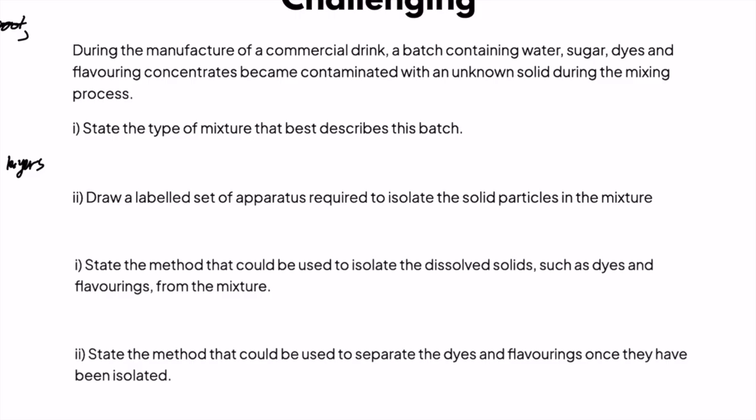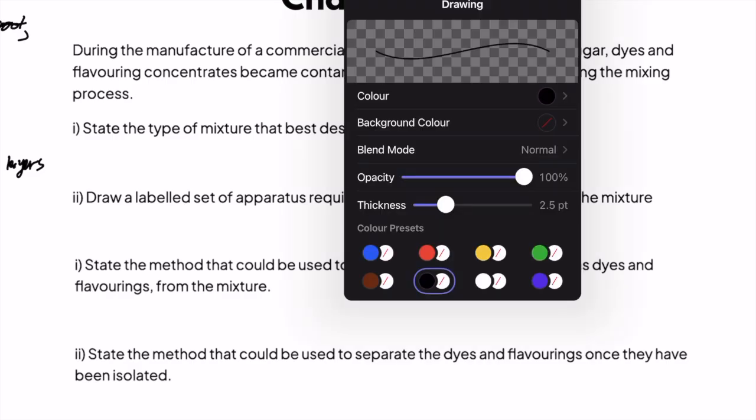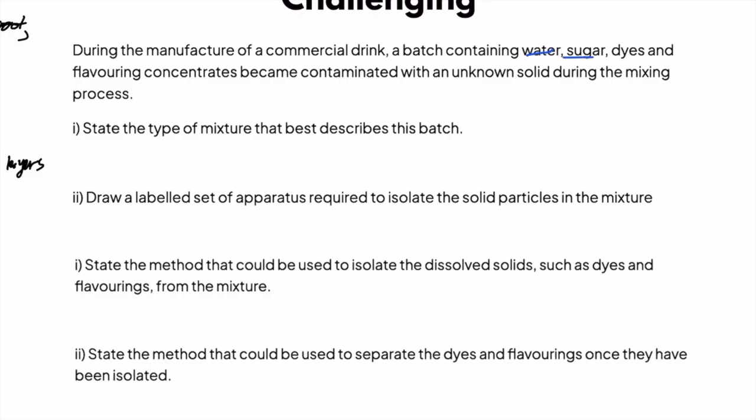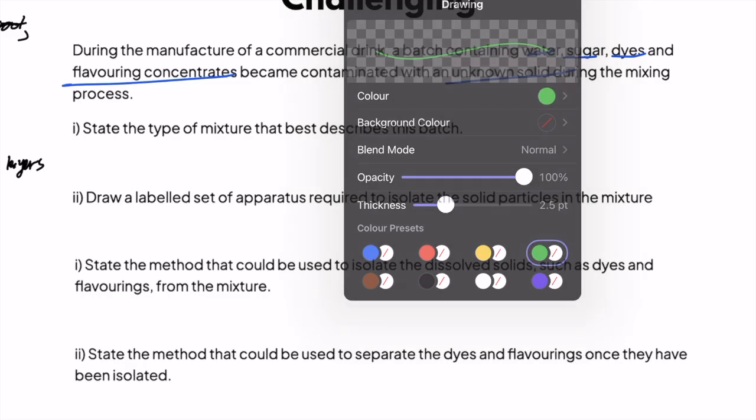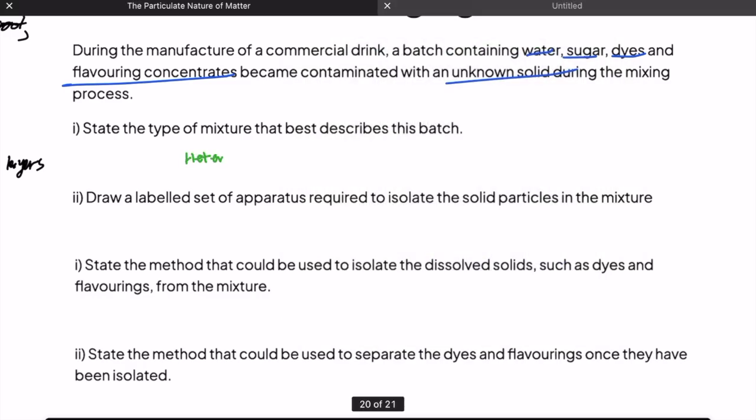Okay. Then we're going to look at a question that regards separation techniques. In the manufacture of a commercial drink, a batch containing water, sugar, dyes, and flavoring concentrates became contaminated with an unknown solid during the mixing process. State the type of mixture that best describes this batch. So, let us break it down. We have water, sugar, dyes, flavoring concentrates, and also an unknown solid. So immediately we can see different phases. So this mixture is heterogeneous.